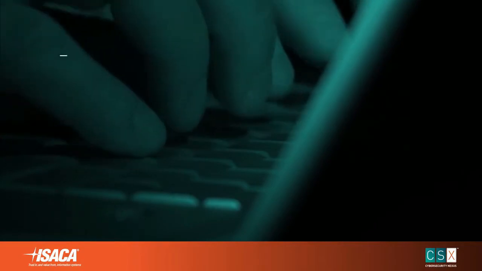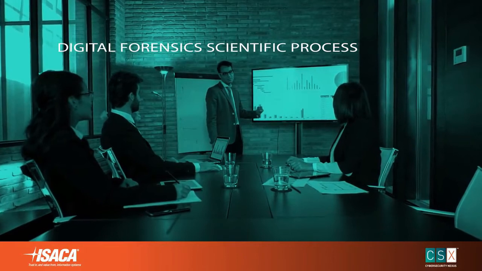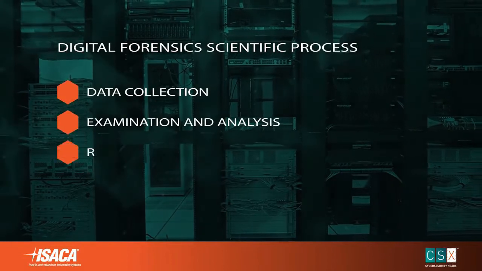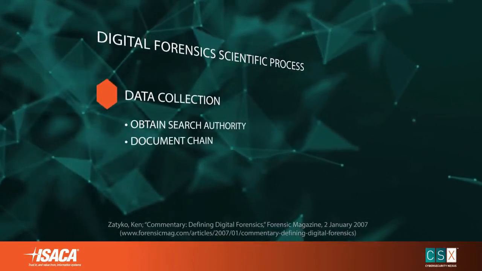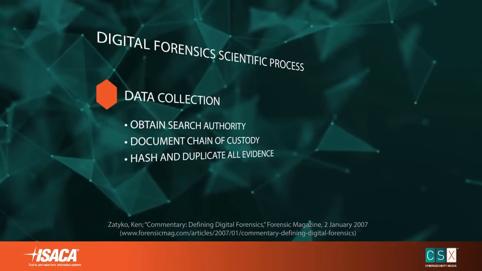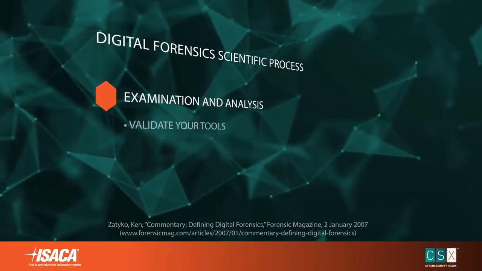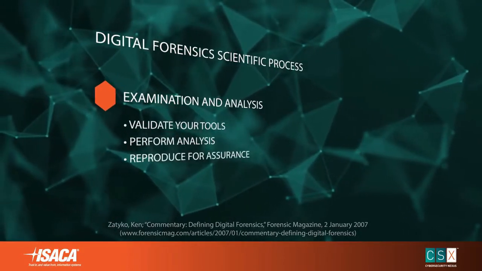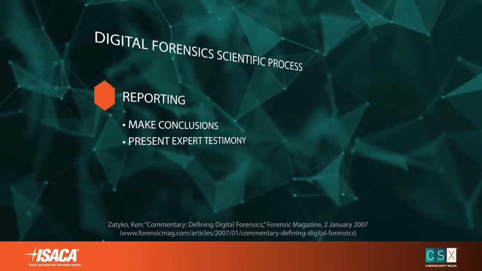When conducting a forensic investigation, it is important to follow the digital forensic scientific process. This 8-step process covers the entire evidence gathering procedure, from data collection to examination and analysis to reporting. In the data collection phase, investigators obtain search authority, document the chain of custody, and hash and duplicate all evidence. In the examination and analysis phase, investigators validate their tools, perform analysis, and reproduce those methods and outcomes for assurance. The reporting phase is when conclusions are made and expert evidence or testimony is presented.